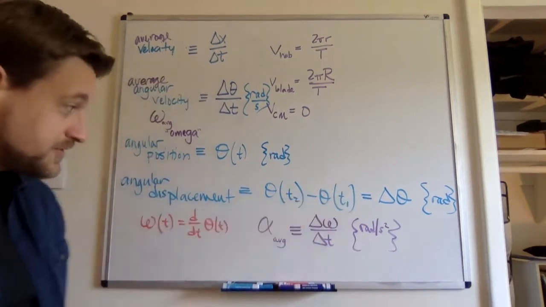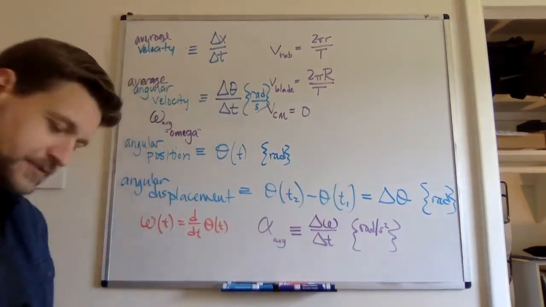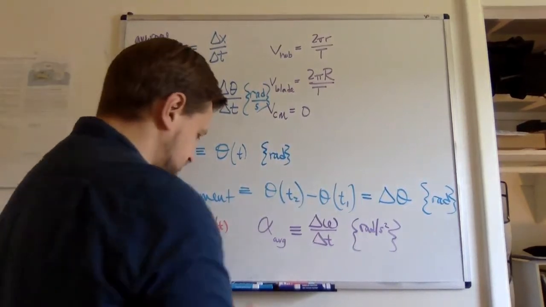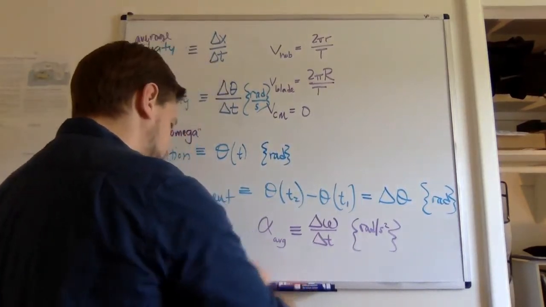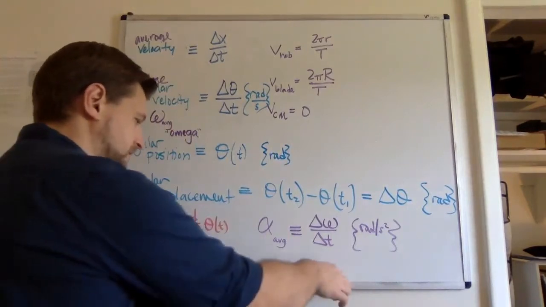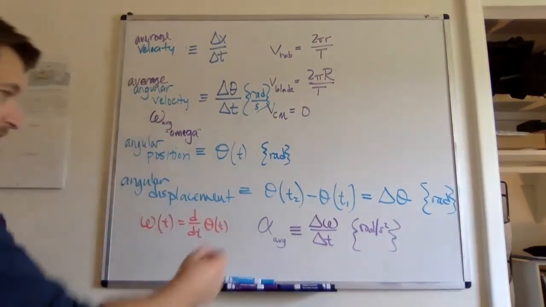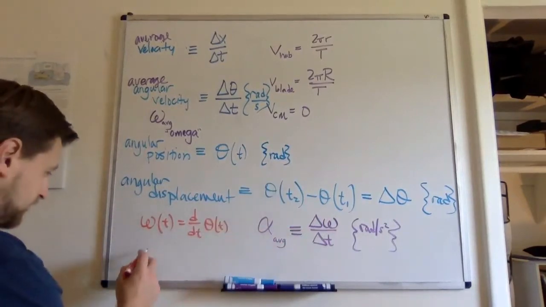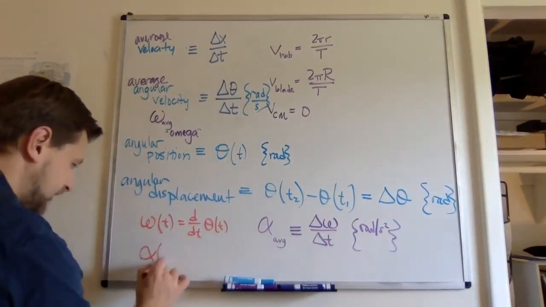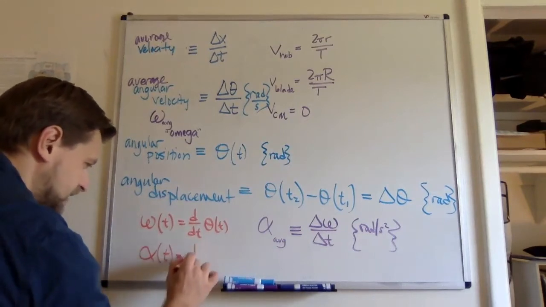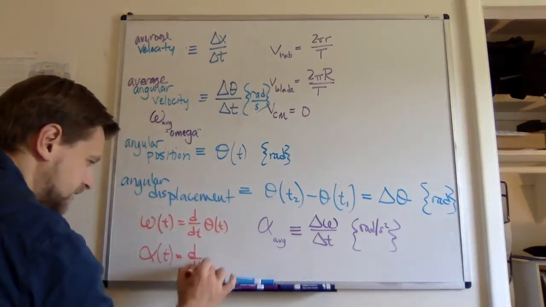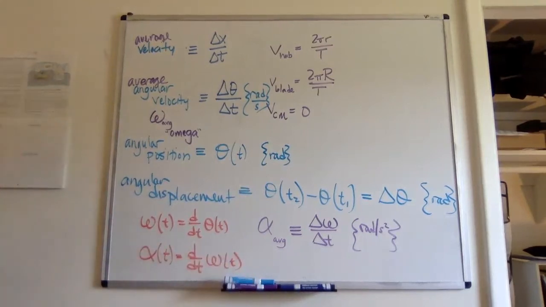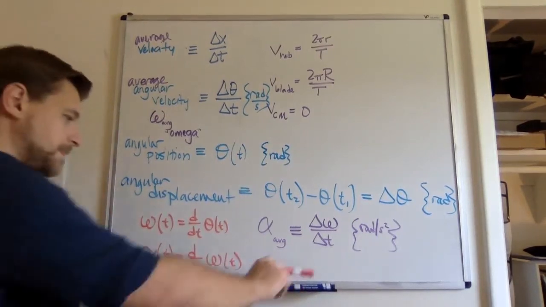This is an average because we're talking about delta. If you want to talk about instantaneous, we can do that too. Put it over here in this color. If we let delta t go to 0, what we end up with is a derivative, and we're saying that alpha as a function of time is the time derivative of the angular velocity.